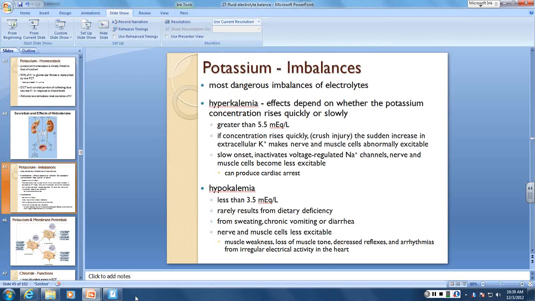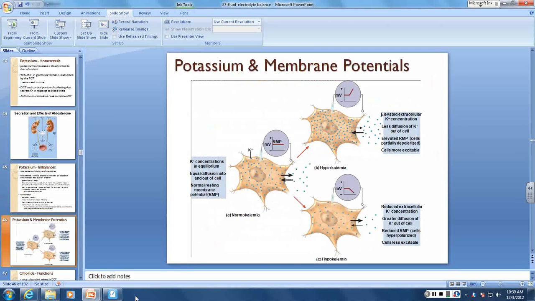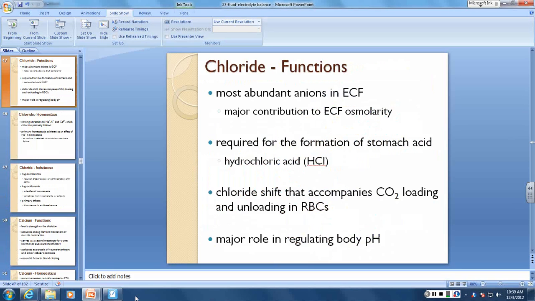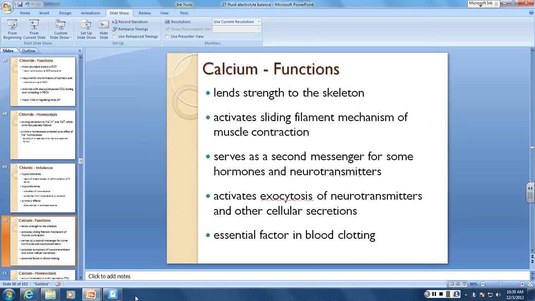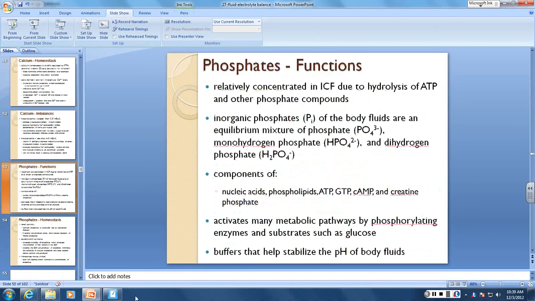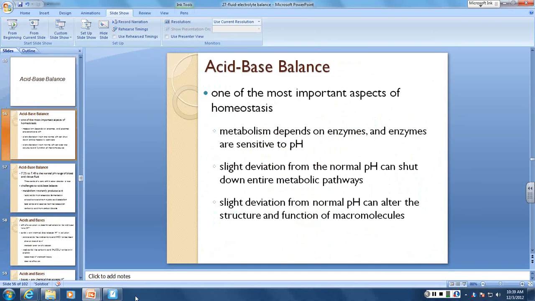And there's that word hyperkalemia and hypokalemia. Too much potassium, too little potassium. So those conditions can be very dangerous, as you all will see. Alright, let's jump into acid bases.